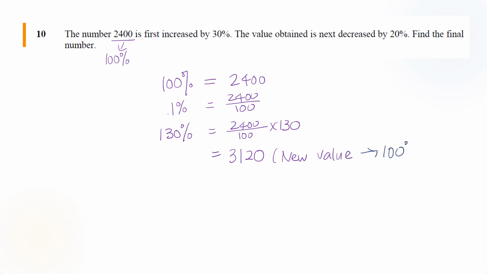Because we're going to decrease this new value by 20%. Sorry, I should not use the word downgraded. So now your 3,120 represents 100%. So 100% is equal to 3,120. So 1% will be 3,120 divided by 100. So if this 3,120 is decreased by 20%, we are looking for 80% only.